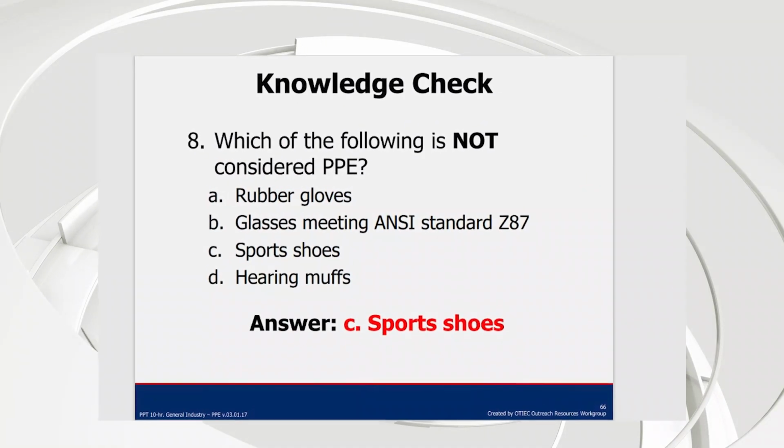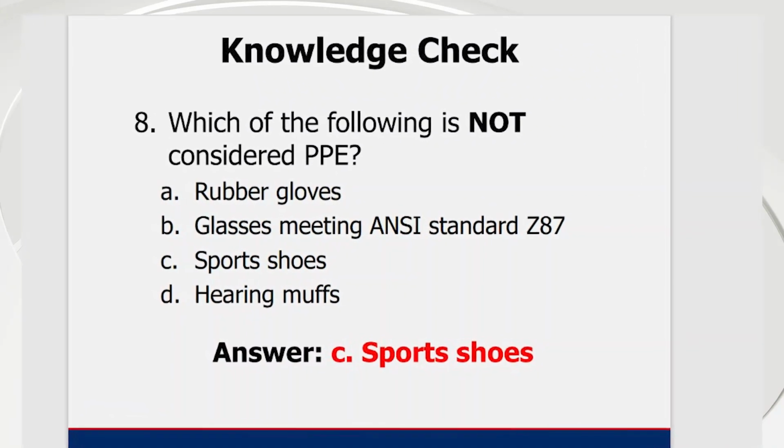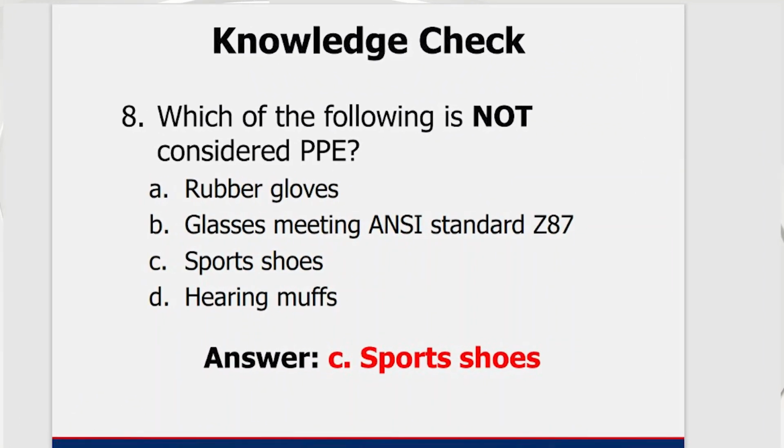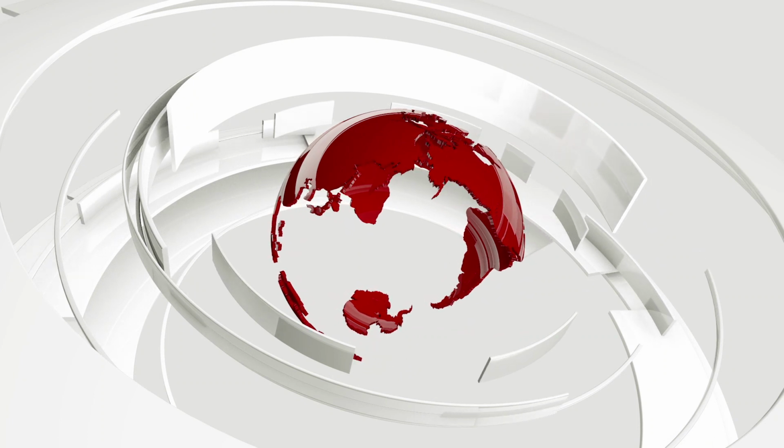Number 8. Which of the following is not considered PPE? A. Rubber gloves, B. Glasses meeting ANSI standard Z87, C. Sports shoes, D. Hearing muffs. The correct answer is C. Sports shoes. And that brings us to the end of this part of your training. Thank you for listening.